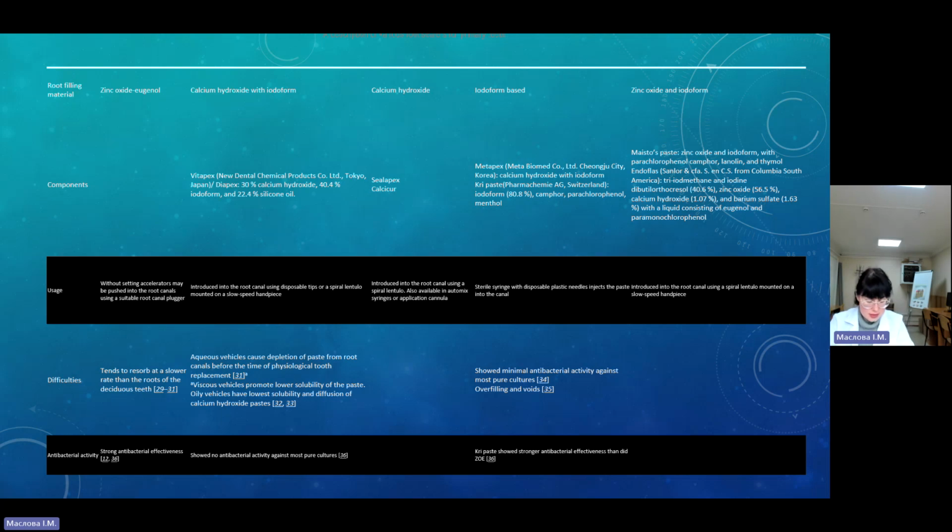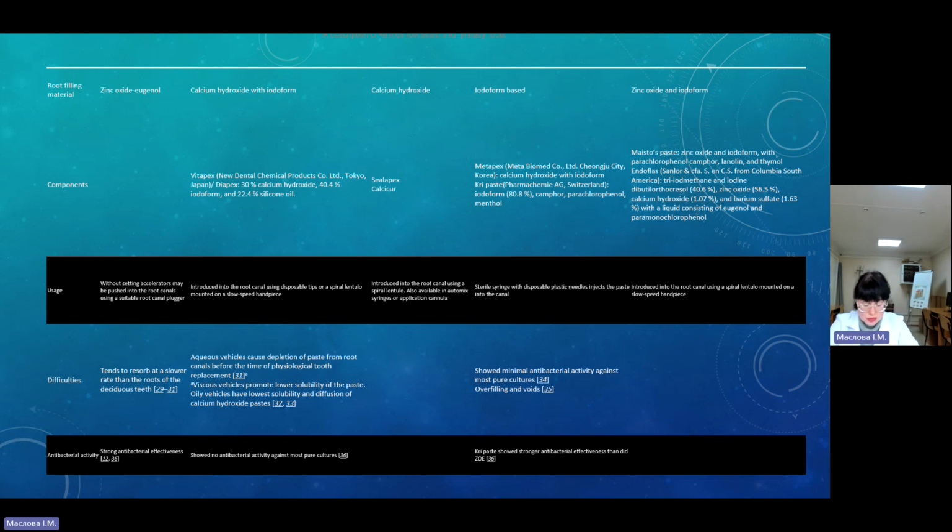Some scientists employed cultures of bacteria that have been reported to inhabit non-vital root canals of primary teeth and found that Vitapex didn't inhibit the growth of Streptococcus mutans and Staphylococcus aureus, and showed no antibacterial activity against most pure cultures. In vitro studies found that iodoform-based paste demonstrated minimal inhibition of 23 strains of bacteria isolated from infected root canals of primary molars and 3 standard bacterial strains using agar diffusion, as compared with zinc oxide eugenol paste and materials containing zinc oxide.